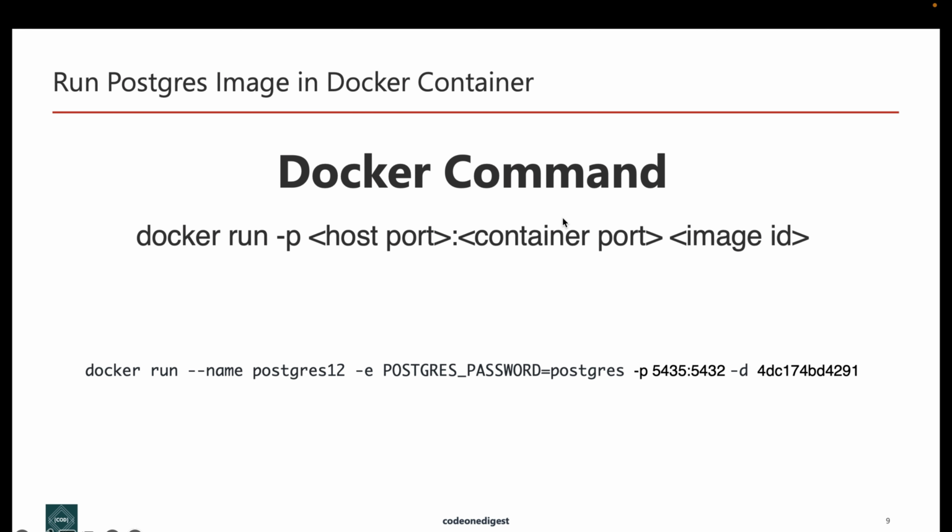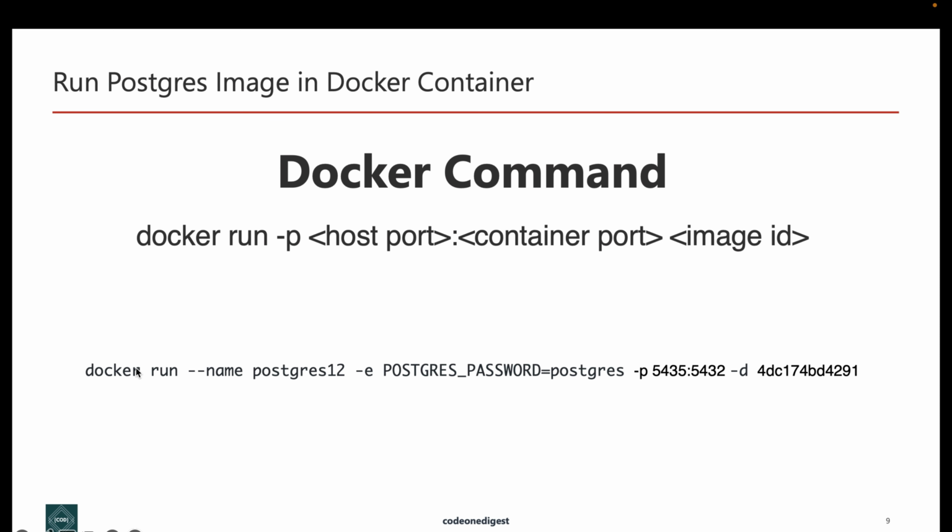Yeah, so if you see, the syntax of the docker run command is docker run -p. -p is used for port mapping, with the -p option as host port colon container port. Host port is the port we'll use in our application and our database tool to access the Postgres database, and container port is the port where exactly our Postgres database is running, and then the image ID.